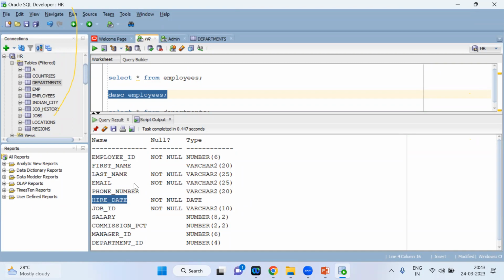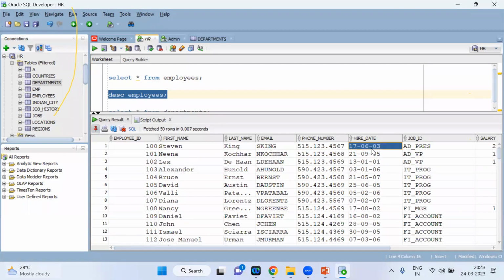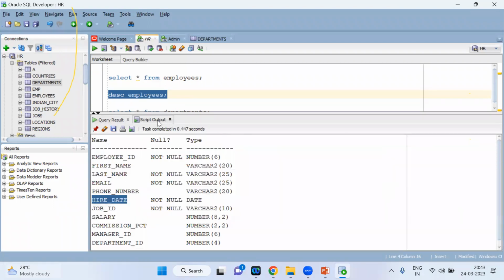Hire date, if you see, we have the date category. Hire date comes under the date category, so if you see here, they have mentioned it as a date. The salary part, definitely it will be a number. So it is coming under the number. Salary, number. And if you see here, 8,2.